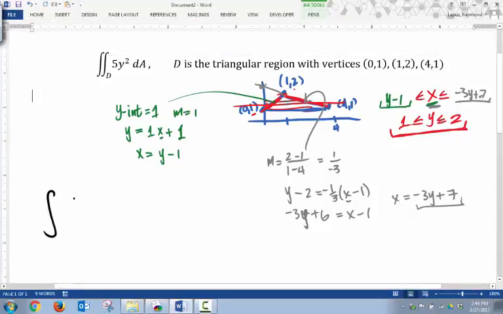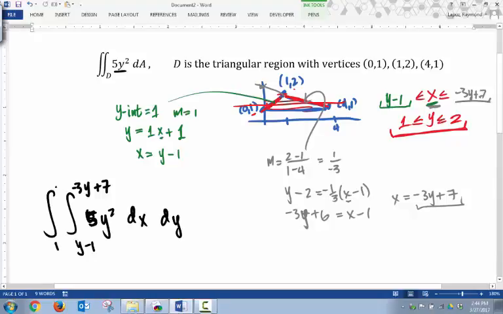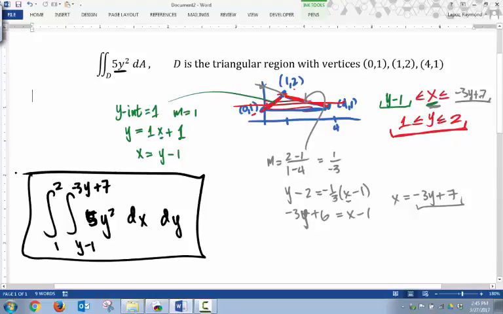My integral then would be a double integral. My integrand is 5y squared with respect to x first, dx, and my x limits go from y minus 1 to minus 3y plus 7, and my y limits go from 1 to 2. So this is my integral. We can easily solve for that. There's nothing fancy, or you can just plug it into Wolfram Alpha. Okay, so I hope that helps.